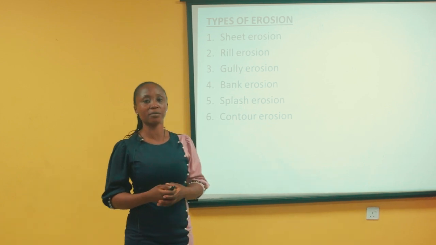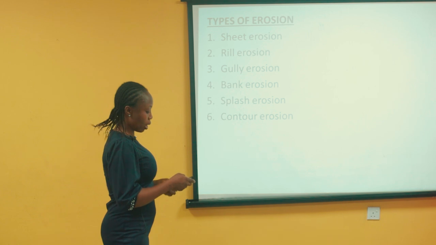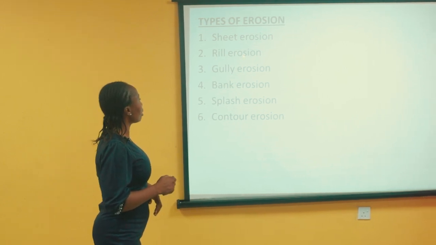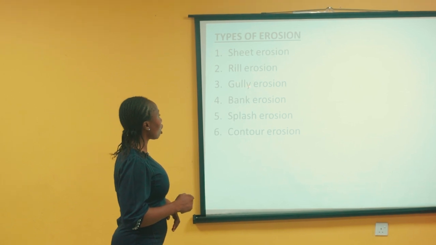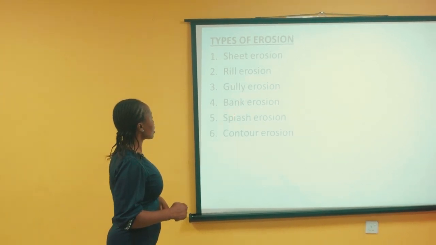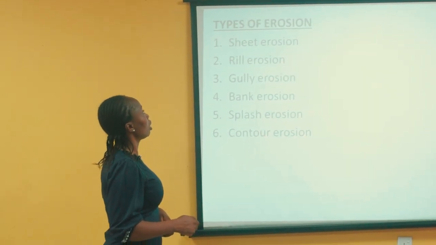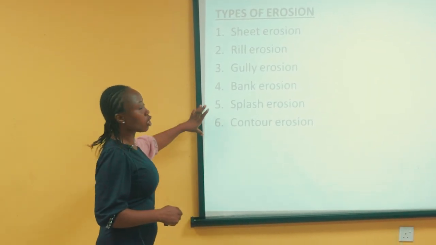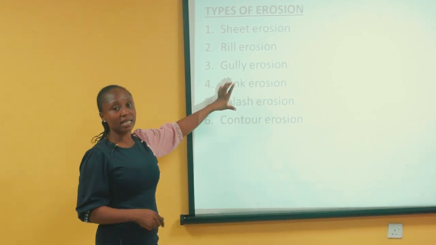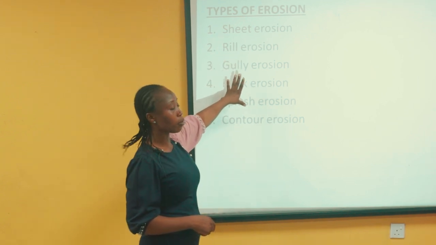Now, types of erosion. We have several types of erosion, but today we'll be looking at just 6 of them. We have the sheet erosion, rill erosion, gully erosion, bank erosion, splash erosion, contour erosion. These are the major types of erosion that we have. In our next class, we'll be explaining more on these types of erosion.